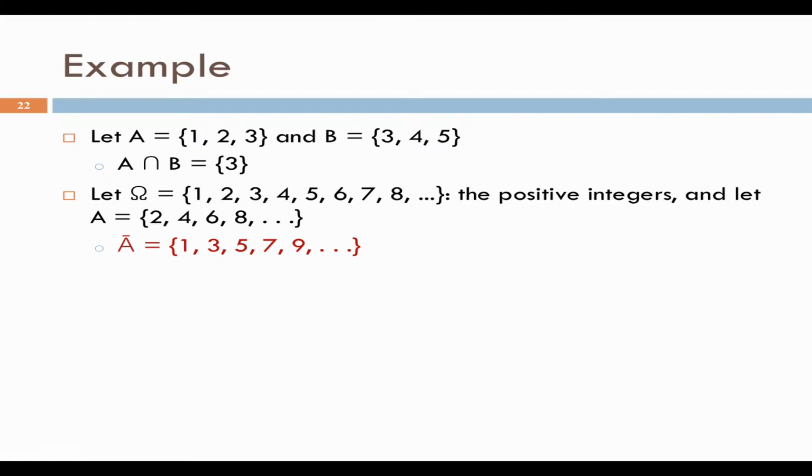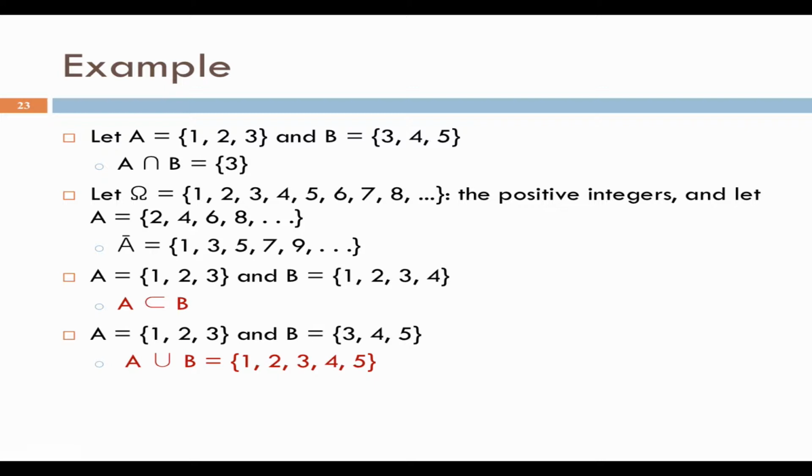And then further, if we define the total sample space as the positive integers from 1 to infinity, all the positive integers, and we let A equal the set of even numbers, 2, 4, 6, 8, and so on to infinity, then A complement would define the set of odd numbers. Because from all the positive integers, if you remove all the even numbers, what remains is the set of odd numbers.